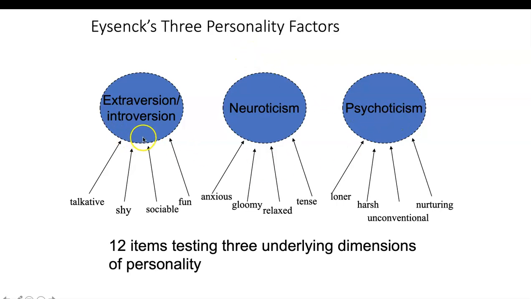When you look at extroversion versus introversion, they ask whether this person is talkative, shy, sociable, fun. And on the other hand, you see neuroticism. You have anxious, gloomy, relaxed, tense. So you can see these 4 items are very similar together, and these 4 items are measuring the same conceptual idea. Similarly here. So the idea of a factor is trying to identify which item should be loaded on which factor. How many factors should we choose?